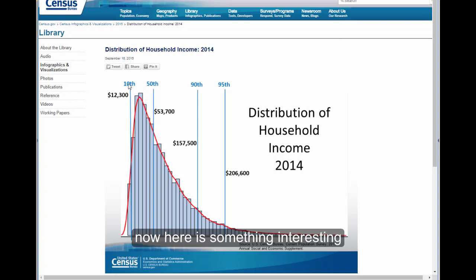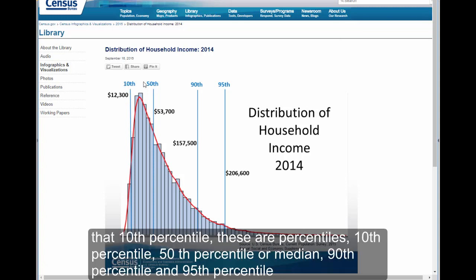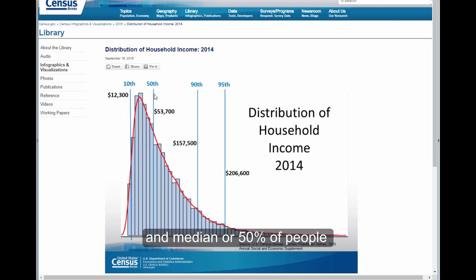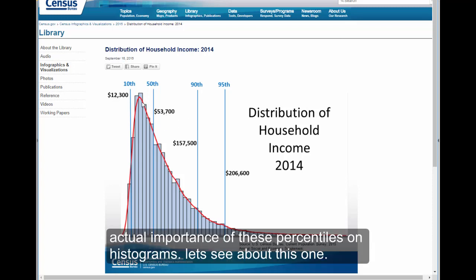Now here is something interesting. These are the percentiles: the 10th percentile, the 50th percentile or median, the 90th percentile, and the 95th percentile. The 10th percentile means 10% of people get less than $12,300 of annual income, and the median, or 50% of people, get less than $53,700 income.